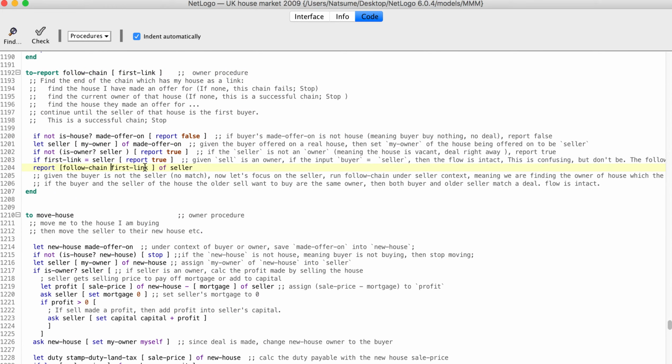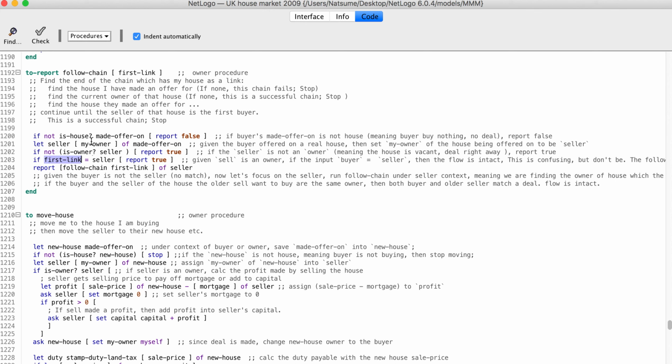Because we have this first link right here. And the first link, we are actually saying if the buyer, which is the first link, the very early buyer, is the new seller. The new seller is the one the old seller wants to buy the house from. And if the new seller is the original buyer, which means the old seller wanted to buy the house from the buyer. And at the same time, the buyer wants to buy the house from the old seller too, right?